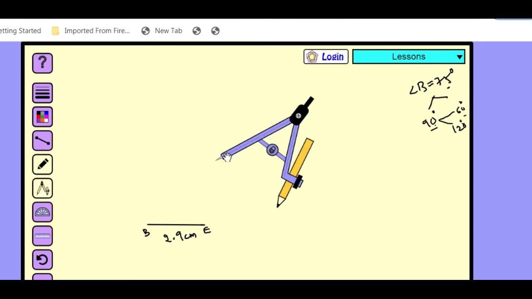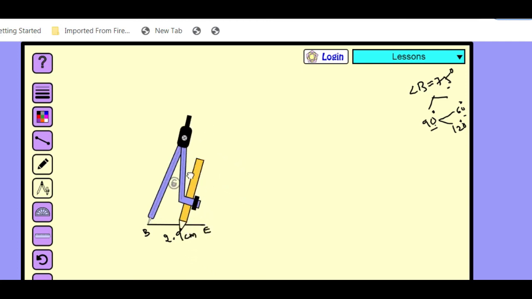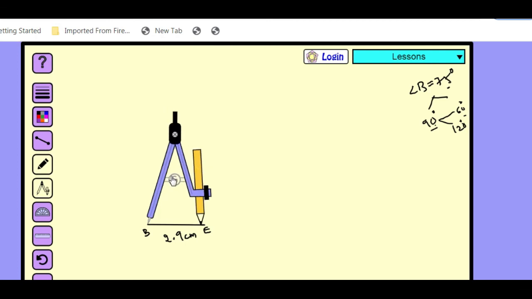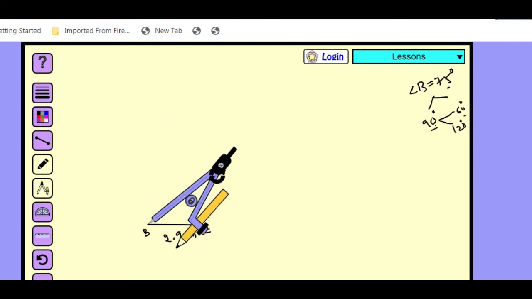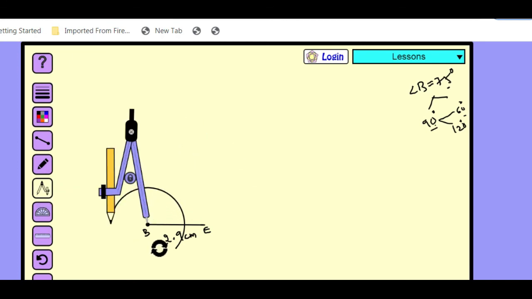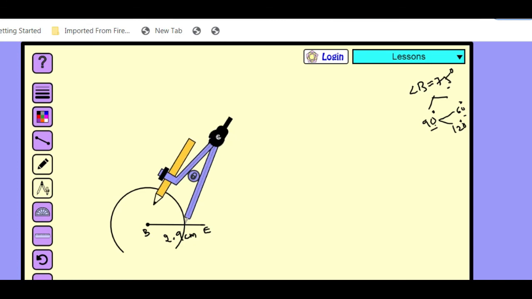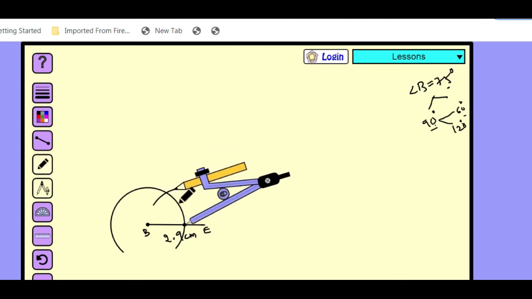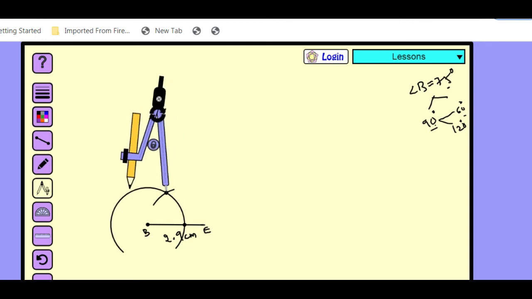For that, you should take the compass with B as the center, and take a compass radius more than half of the length of B to E. Now this is the radius. With this radius, draw an arc here. Now with the same center and same radius, draw an arc at 60 degrees. This arc shows the 60 degrees, and with the point of the 60, draw another arc to get 120. Now these two arcs indicate the 60 and 120.